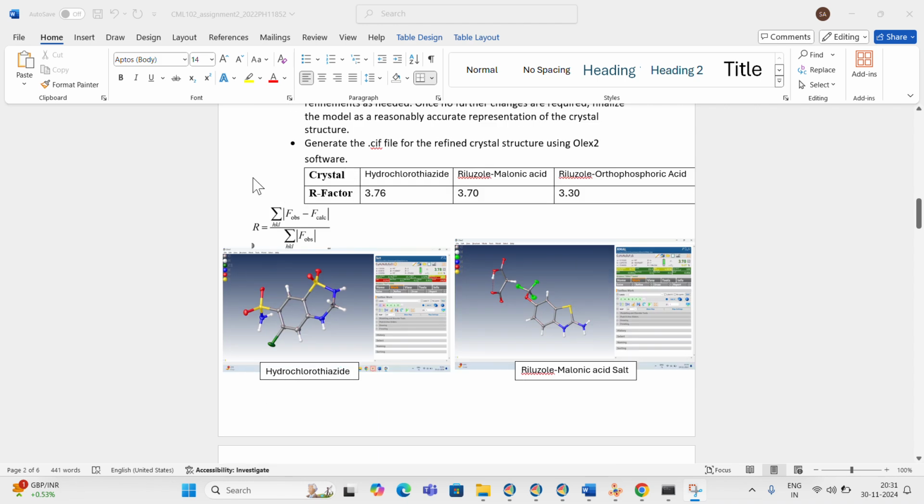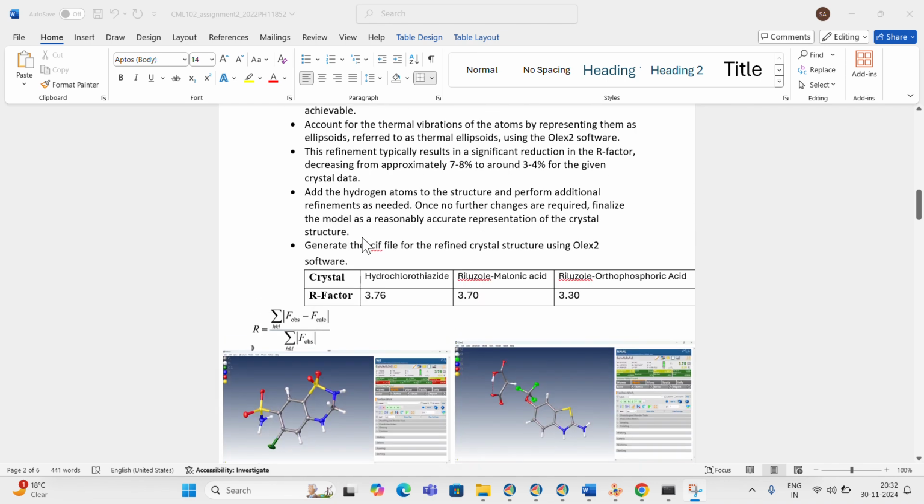The R factor is represented as this: F observed minus F calculated, sum modulated means positive sum of all the values in all the HKL planes divided by all the structure factor observed values in all HKL planes. This will give us R factor. The lesser the R factor, the better the structure we have formed.